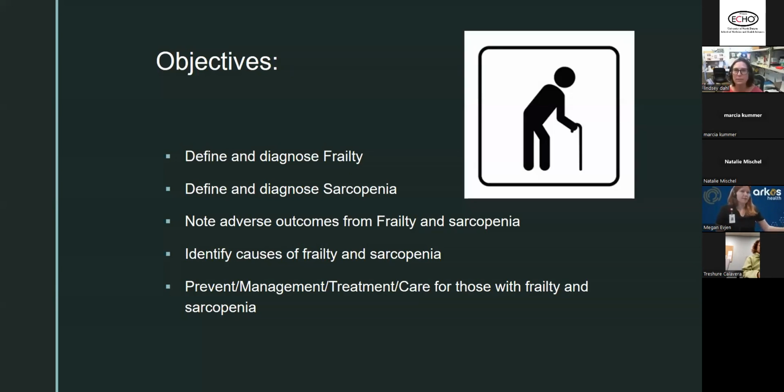How do we diagnose it? Frailty and sarcopenia, why does it matter? Why do we need to diagnose it? Can we identify causes that contribute? Can we prevent, manage, and treat it? So those are kind of the things we're going to discuss.